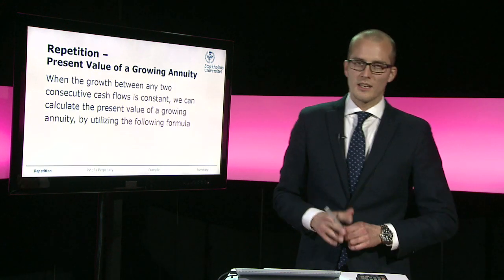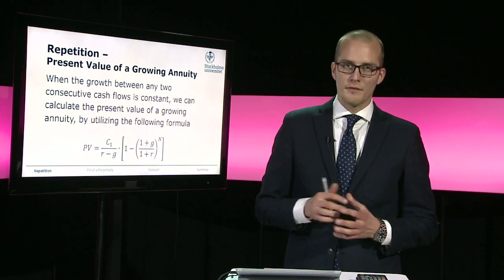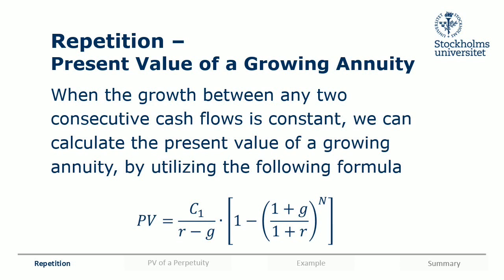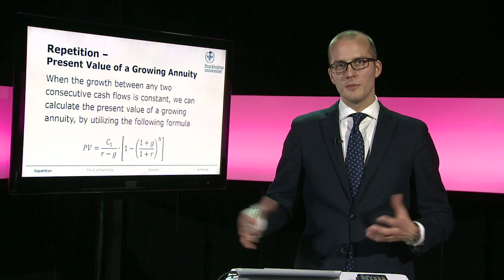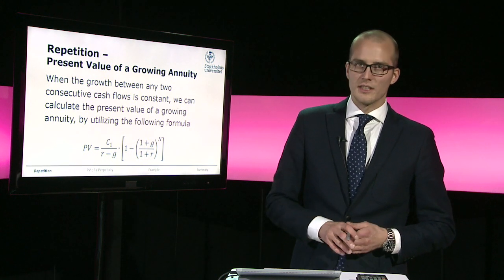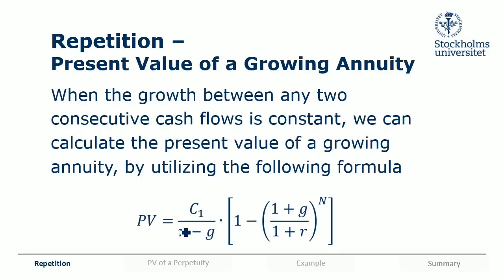We also said that we can calculate the present value of a growing annuity, if it is an equal growth between any two consecutive cash flows. So if the growth between the first and the second cash flow is the same as the growth between the third and the fourth cash flow, we can calculate the present value of this cash flow stream using only one formula, as you can see here. You should also remember to use brackets here, here, and here.